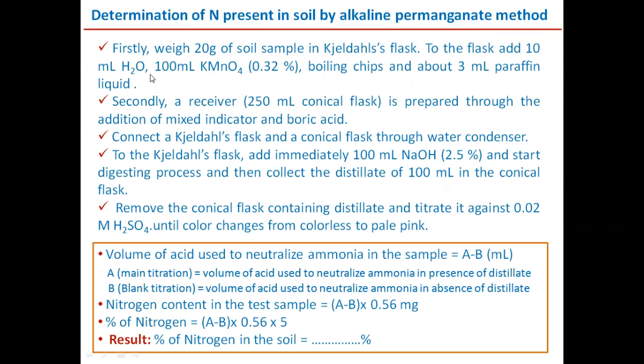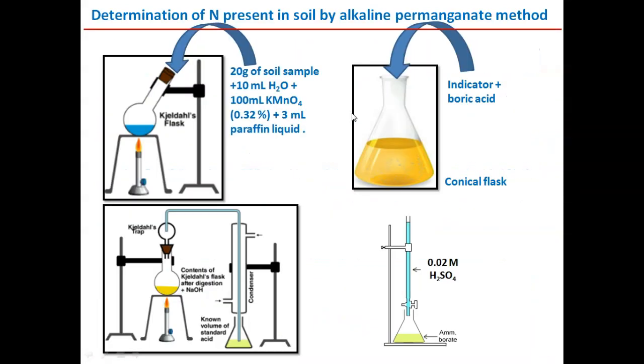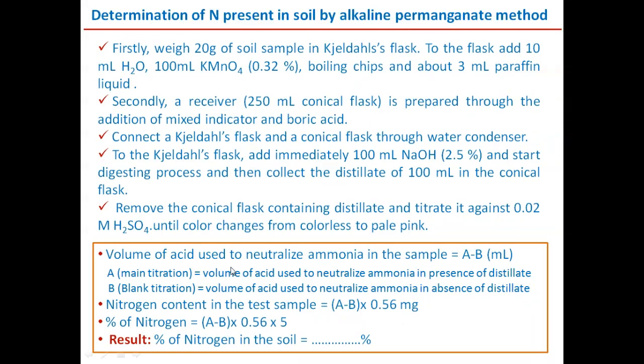First, freshly weigh 20 gram of soil sample in the Kjeldahl flask. To that add 10 milliliter of water, and again 100 ml of potassium permanganate, which is 0.32%, and also add some boiling chips and about 3 ml of paraffin liquid. Secondly, a receiver or 250 ml conical flask is prepared through the addition of mixed indicator and boric acid. This conical flask and the Kjeldahl flask are connected through what? Through the water condenser. You can see here, this is the water condenser.